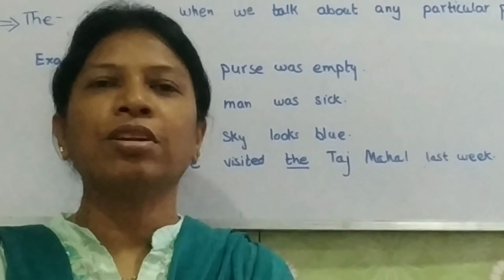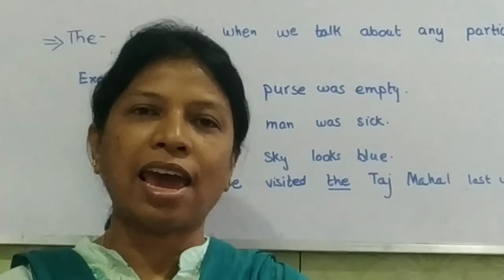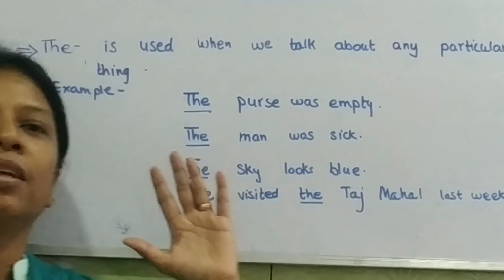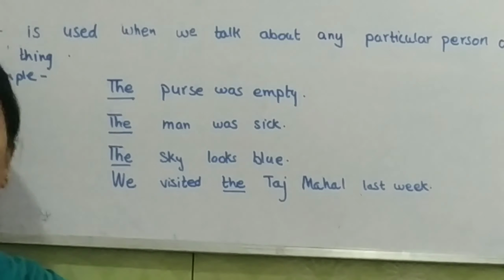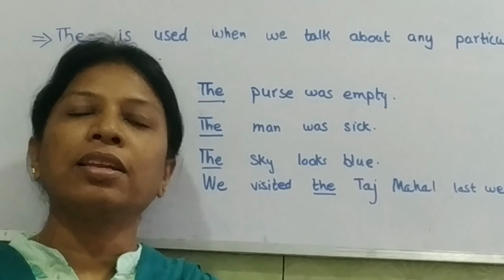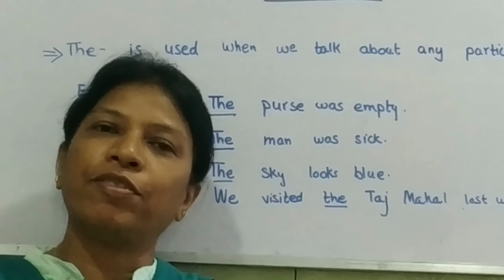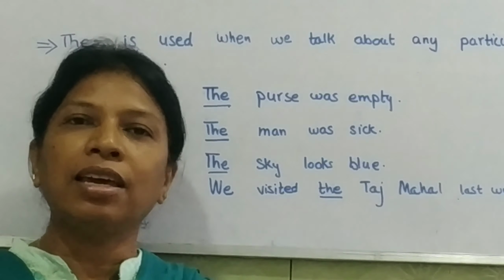So children, we have started with this chapter, A and the. So kindly go through my video and the words, the explanation and the examples that I have given you. Write it in your English grammar copy and understand it, and then we will do more exercises with A and the in my next videos.